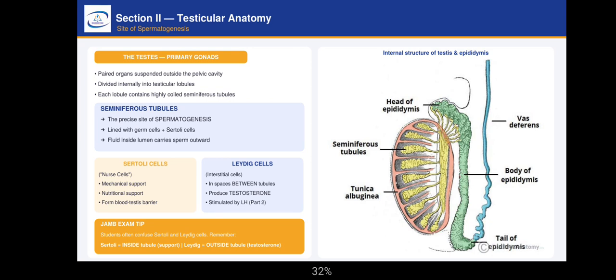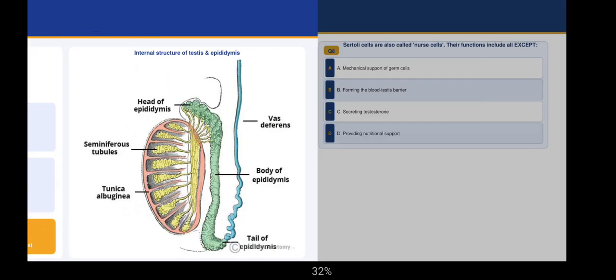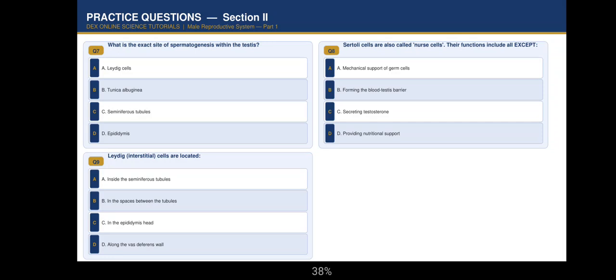So you can see I wrote the JAMB exam tip. The Sertoli cell is inside the tubule and the Leydig cell is outside the tubule. The Sertoli cells' function is to support the sperm while they are being produced and to provide nutrition for them. Meanwhile, the Leydig cell, also called the interstitial cell, is there to produce what? Testosterone. So let's take some questions.